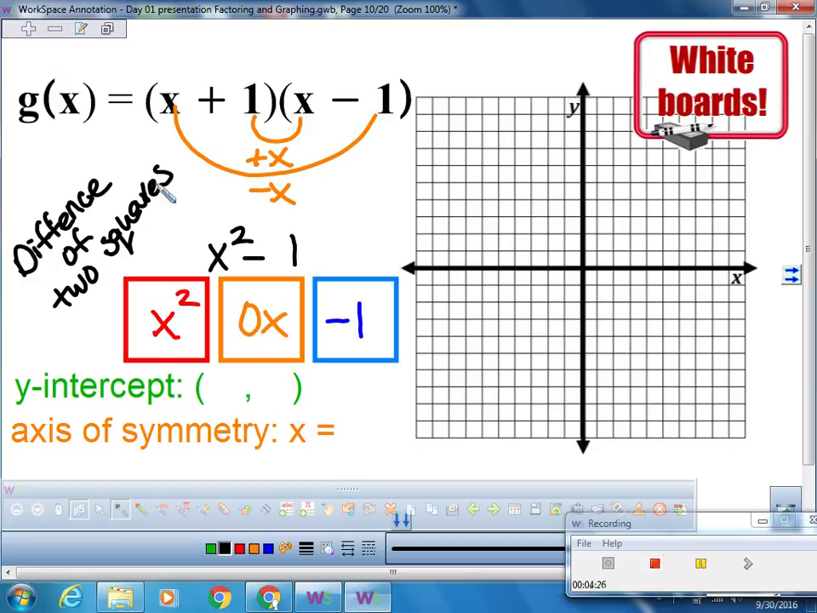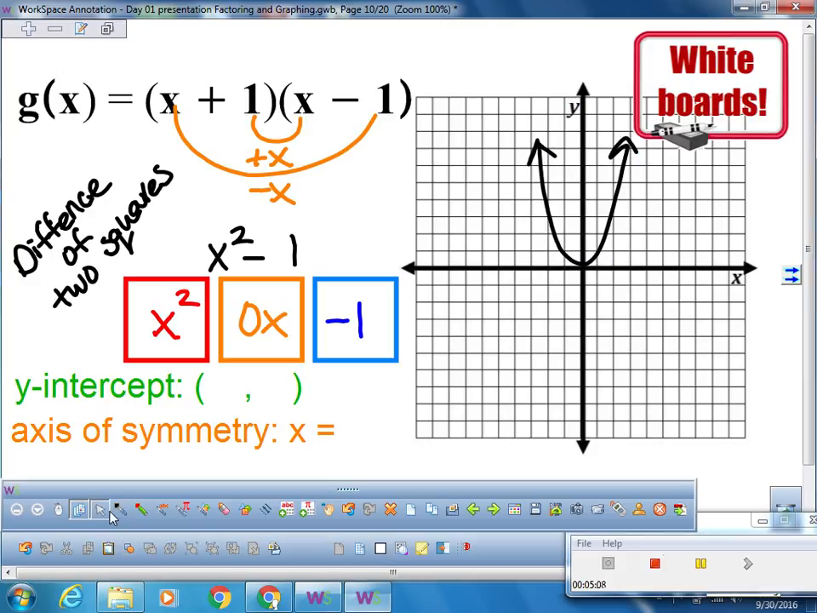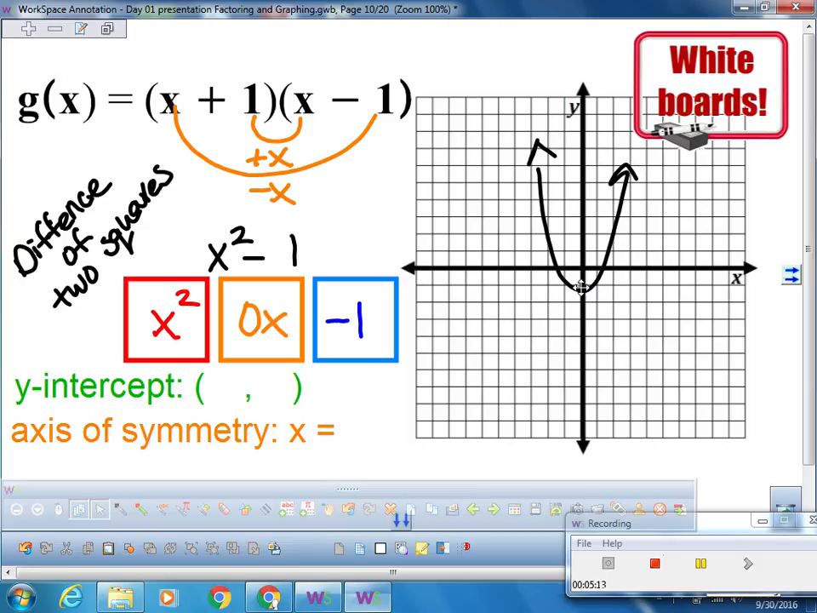So what happens with the difference of 2 squares, since it has no middle, remember we talked about if there's a middle term, that's what shifts it this way, right? There is no middle term, so the only thing that's going to happen is the parent graph is going to start at, this would be a parent graph right here. And all it's going to do is shift down one. That's it.